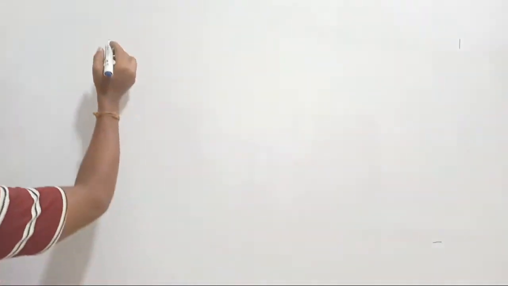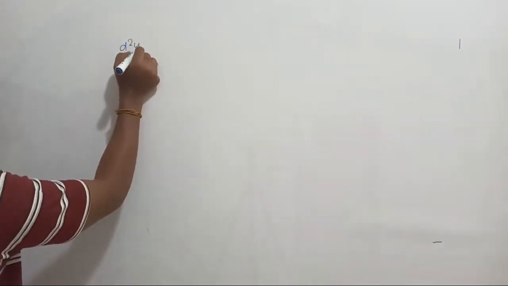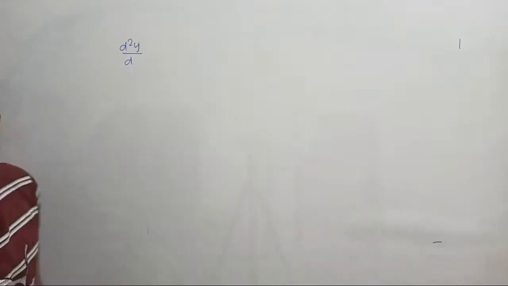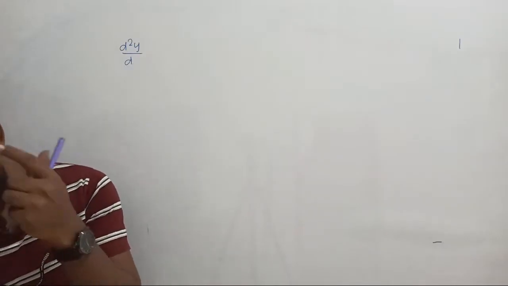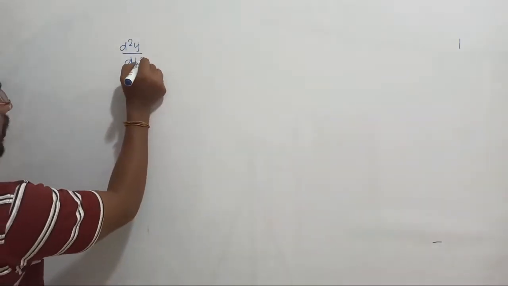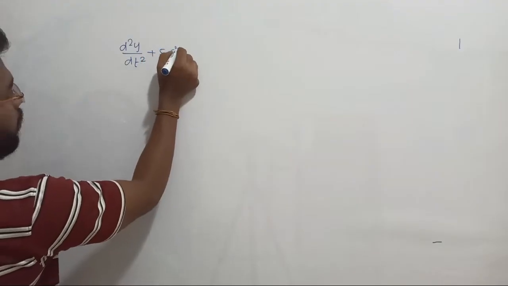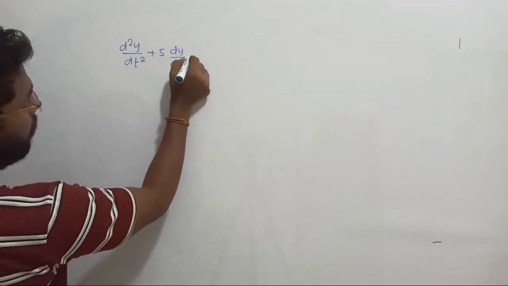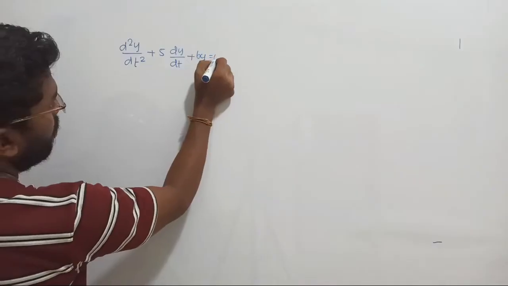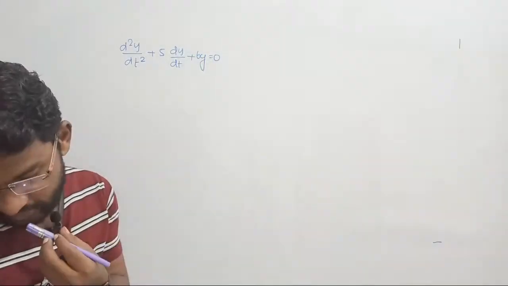The next one is a solution of the ordinary differential equation: d square y upon dt square plus 5 into dy upon dt plus 6 into y equal to 0. That is the given differential equation, right?